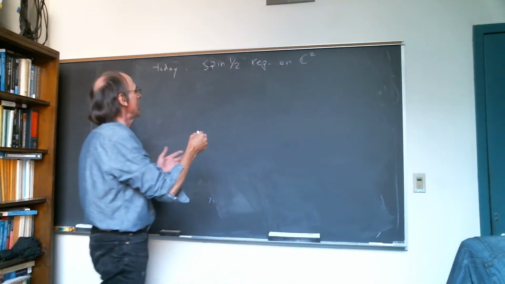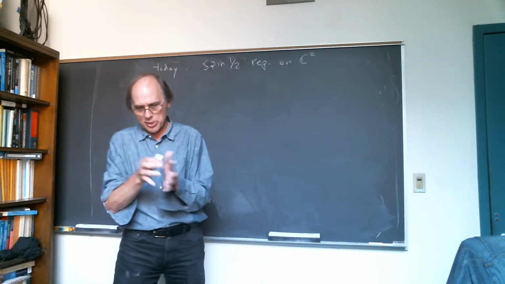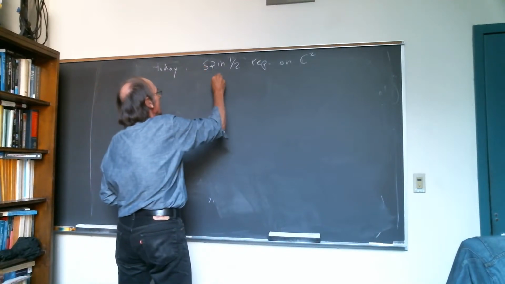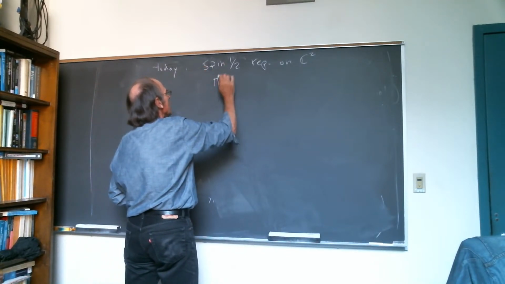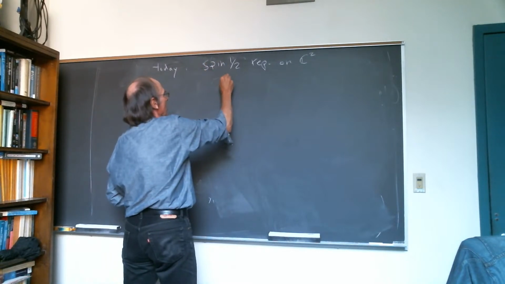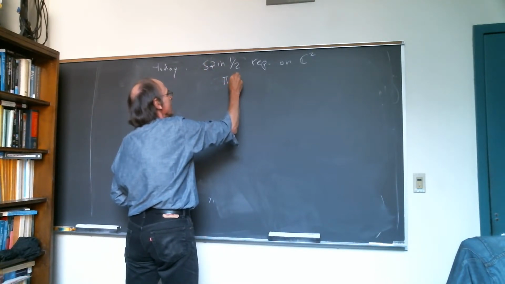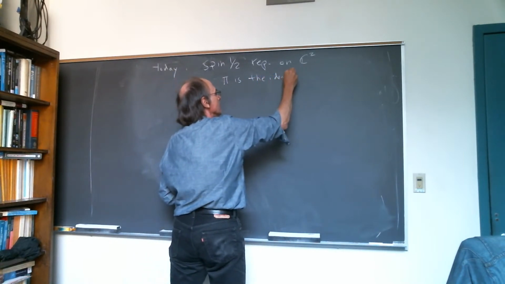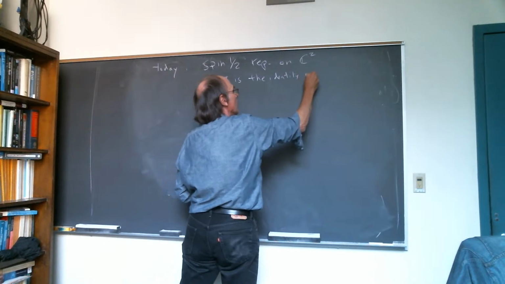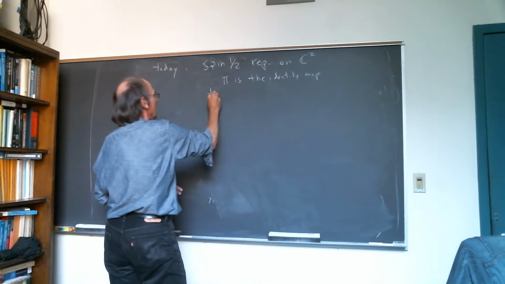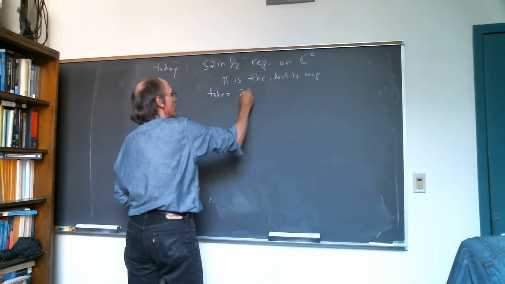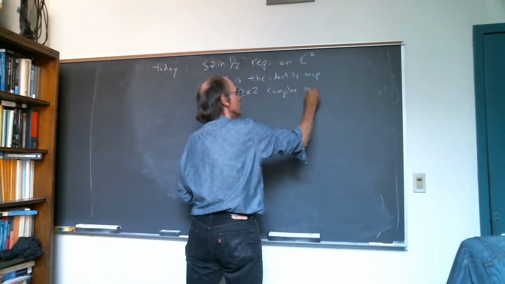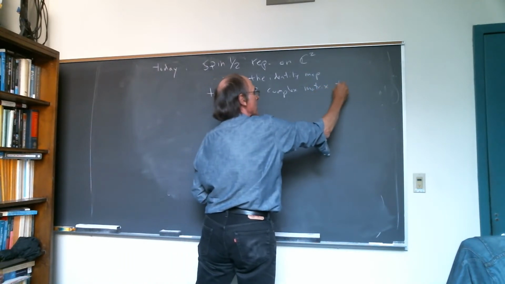But the map here, when I said that pi map in general is complicated, well, here it's actually just the identity map. So pi is the identity map. But it takes a 2x2 complex matrix to the same one.